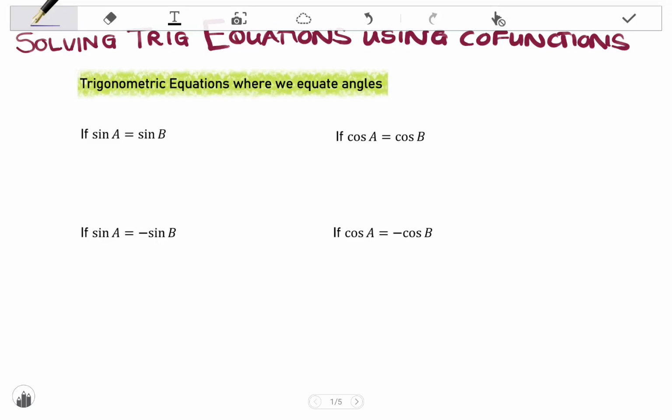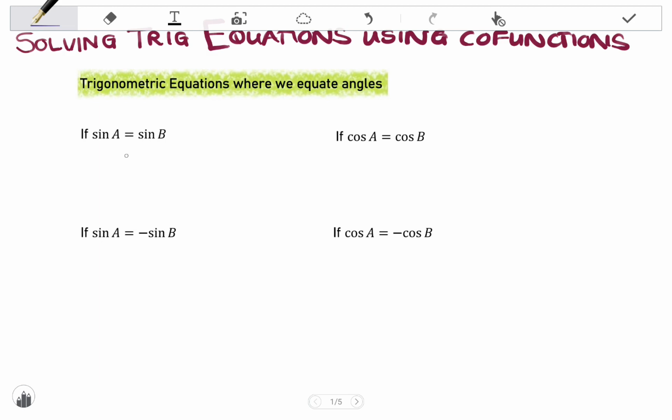We now look at solving trig equations using cofunctions. But before we get there, there is a concept that we need to understand, which is trigonometric equations where we equate angles. Okay, so what I have written here is various scenarios.